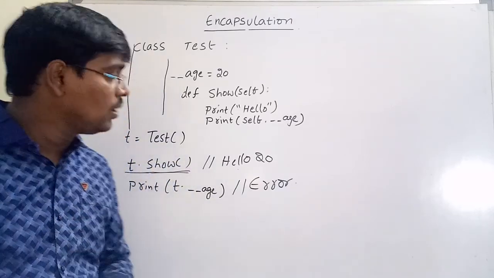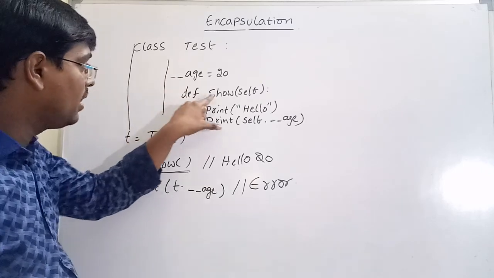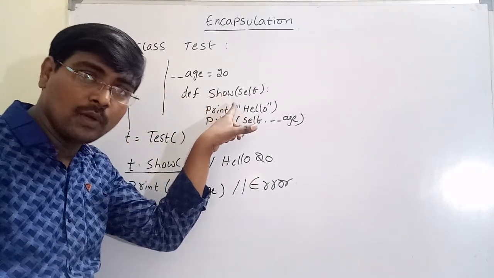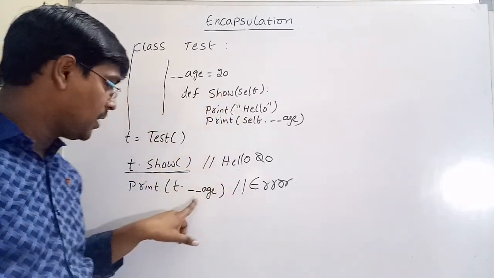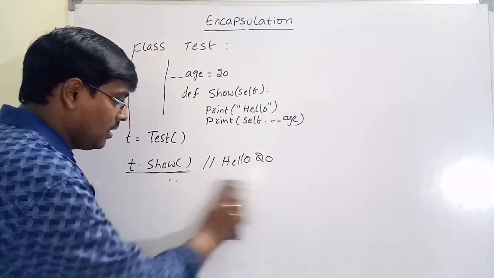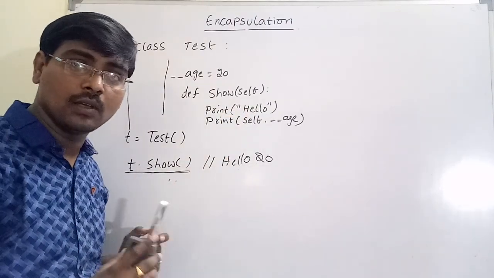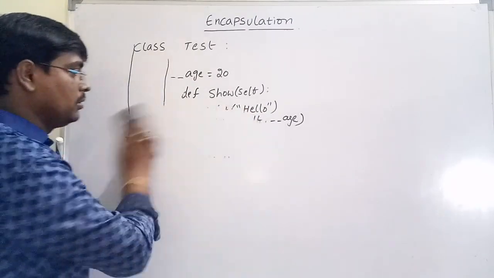If you want to access it, write this private variable in a method and call this method. Whenever we are calling this method, it is possible to access. So this line displays an error, and for this one it prints hello and 20. Okay, now consider one more example.